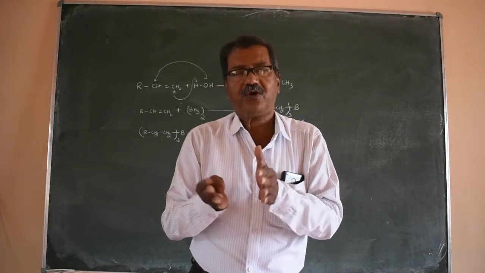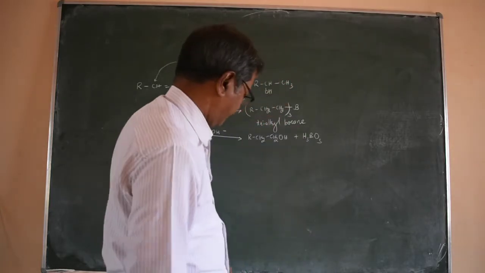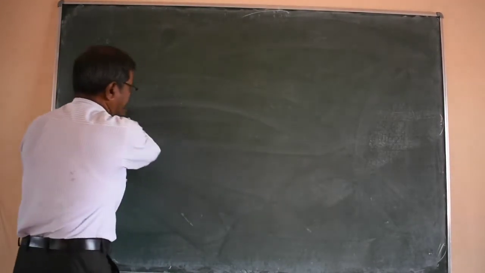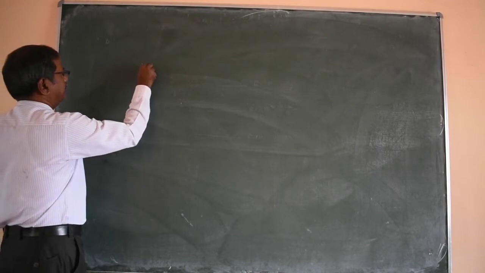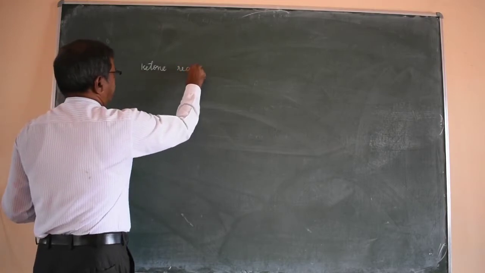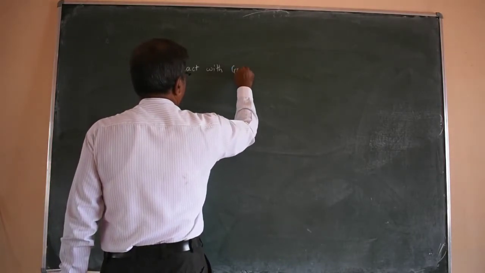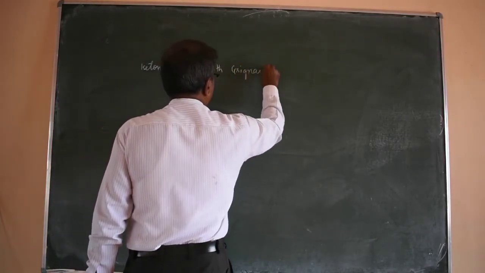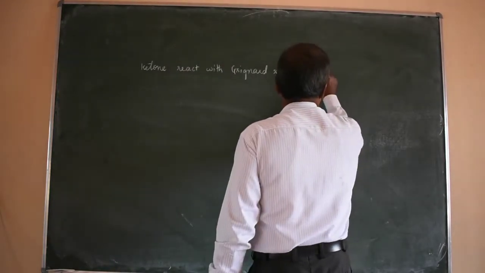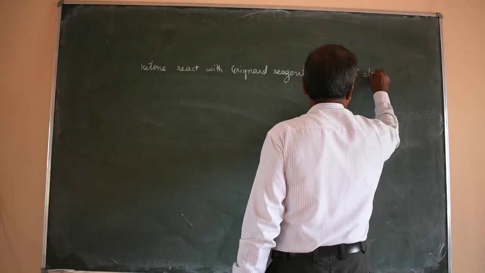And for the third one, I think I have not given the expression. It's a ketone, used for the 3 degree alcohol. We know the general formula for ketone. So ketone reacts with Grignard reagent to give 3 degree or tertiary alcohol.